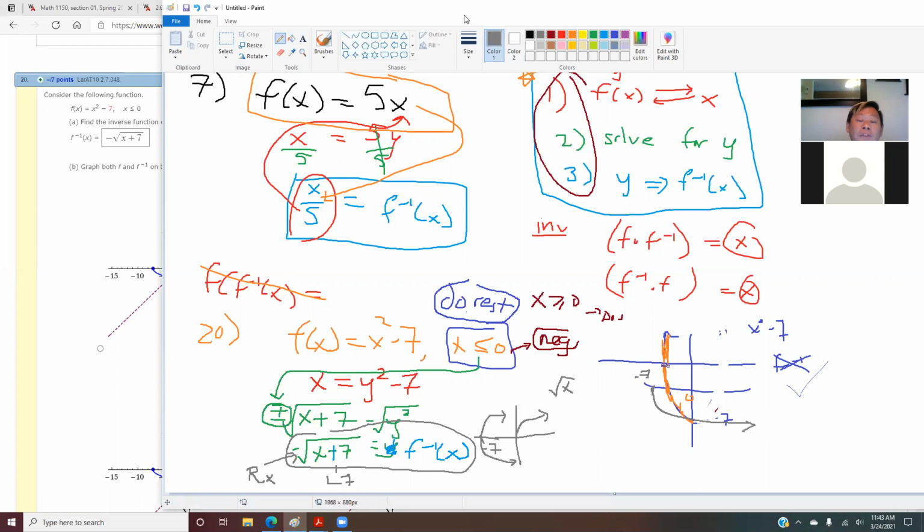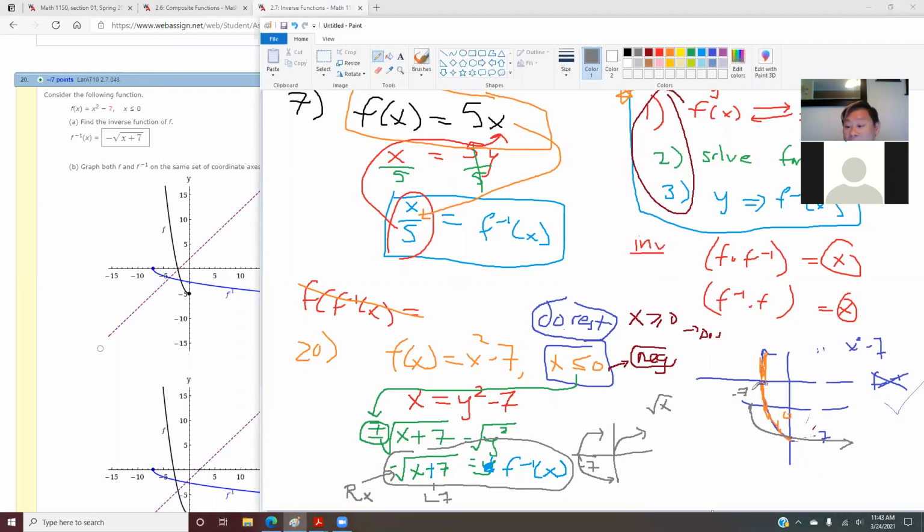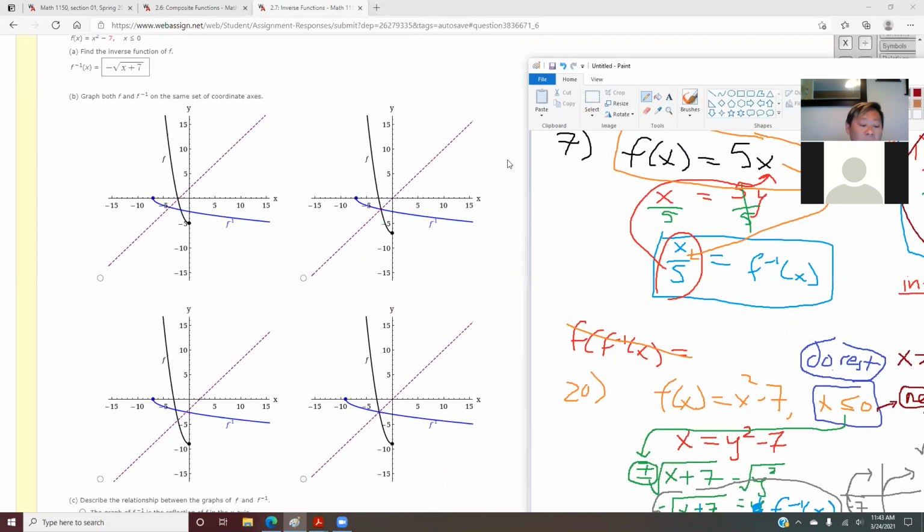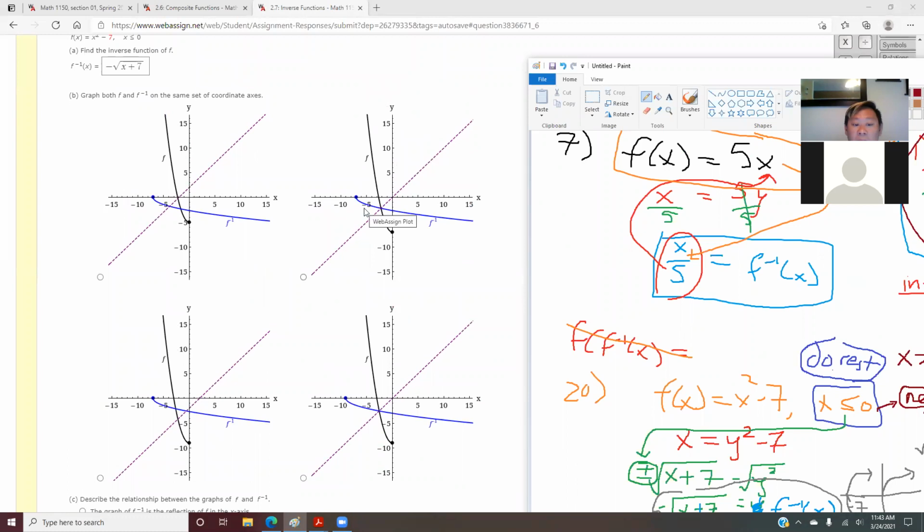So which graph shows these two? The main point here is, this is on negative 7 and this is on negative 7, right? So which one is the correct one? It would be the top right. This one? Yep. Well, this is negative 7. Yep, this is negative 9.